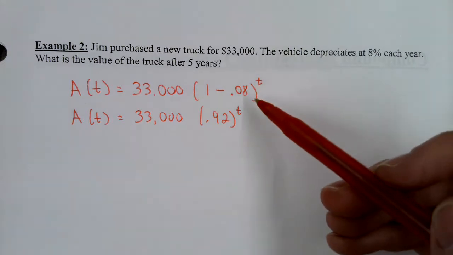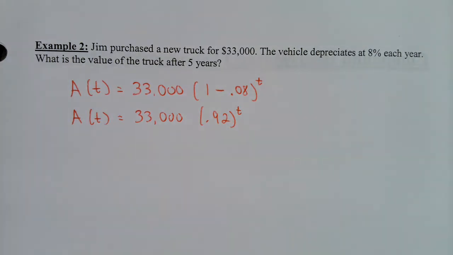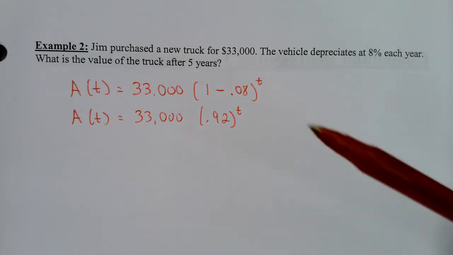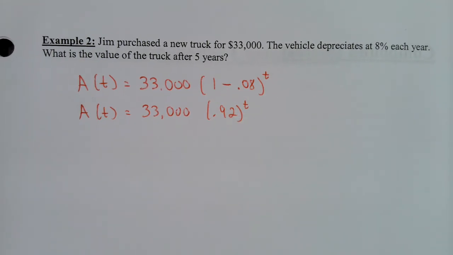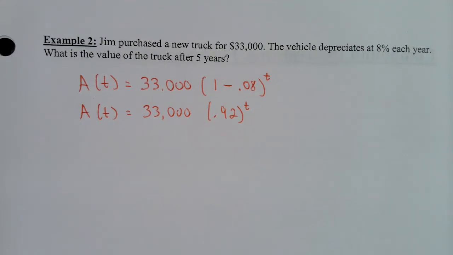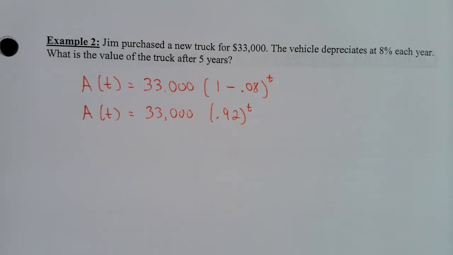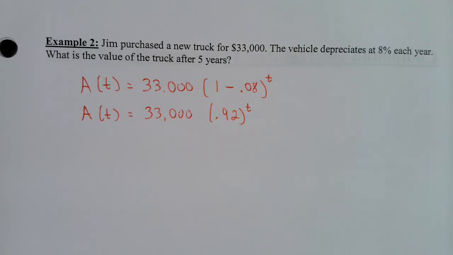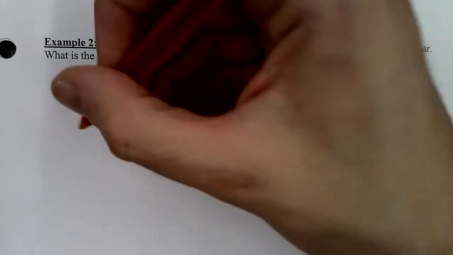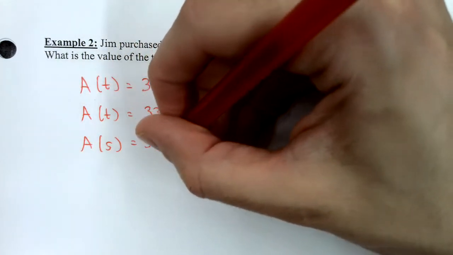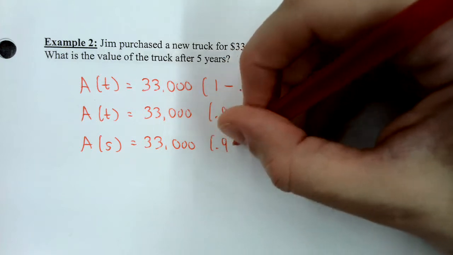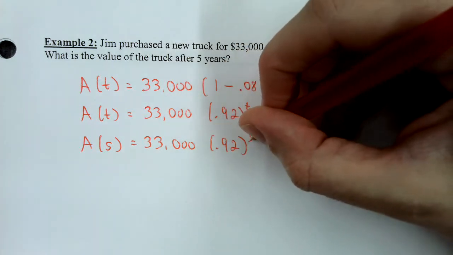You don't have to write step 1 if you know 92%. You can go right to that. Because think about it. If it's depreciating 8% per year, that means it's losing 8% of value per year. In other words, it's keeping 92% of its value each year. And the question is, what is the value of the truck after 5 years? Since it's depreciating per year, we're going to have 5 periods. So I'm going to do A of 5 equals 33,000 times 0.92 to the 5th power.